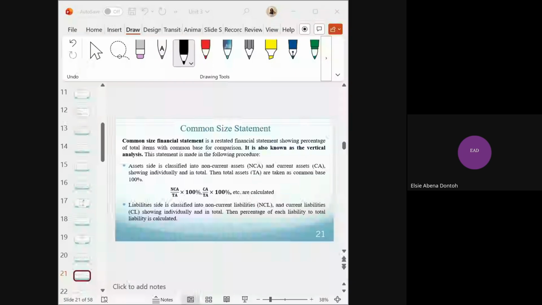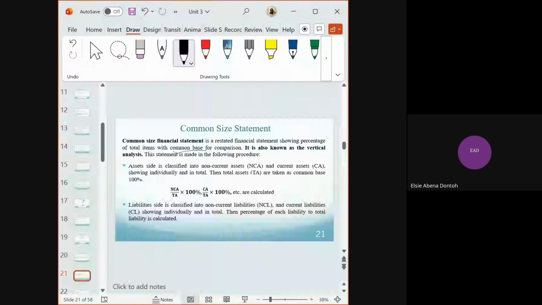So, as your colleague said, common size financial statement is a restated financial statement showing percentage of total items with a common base. The emphasis here is on the common base for comparison. Another name for common size analysis is vertical analysis. The statement is made in the following procedure.